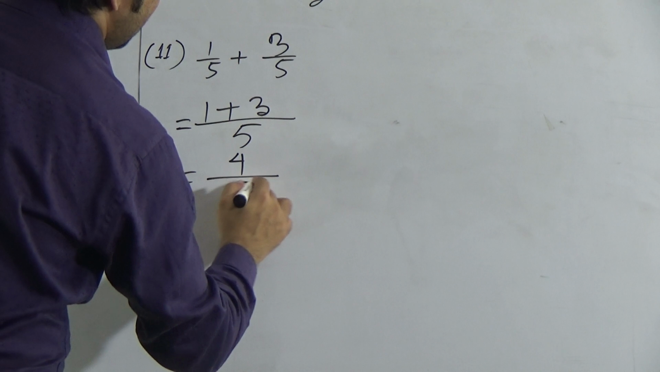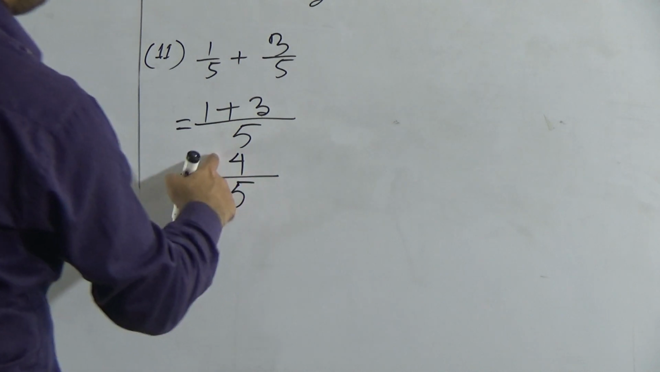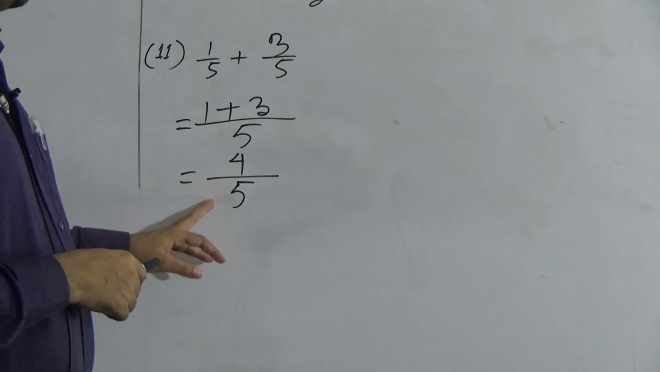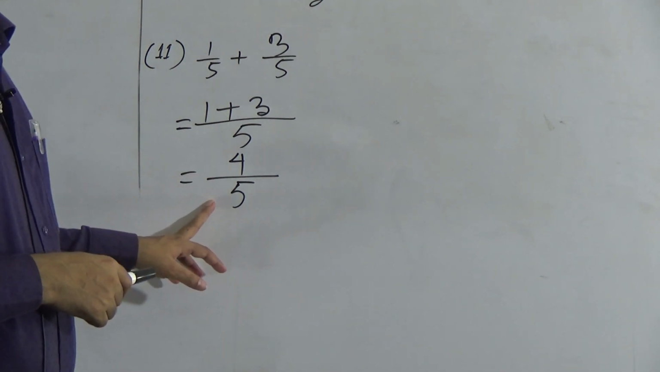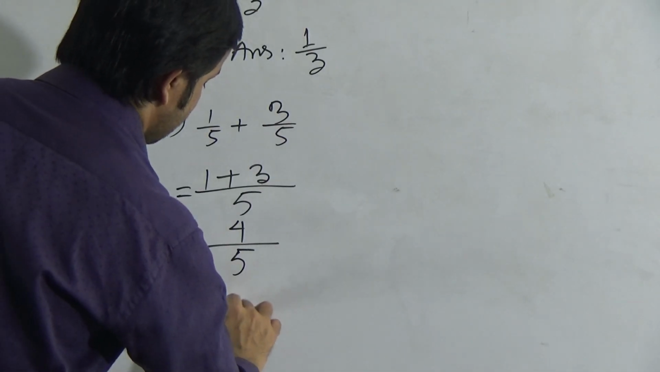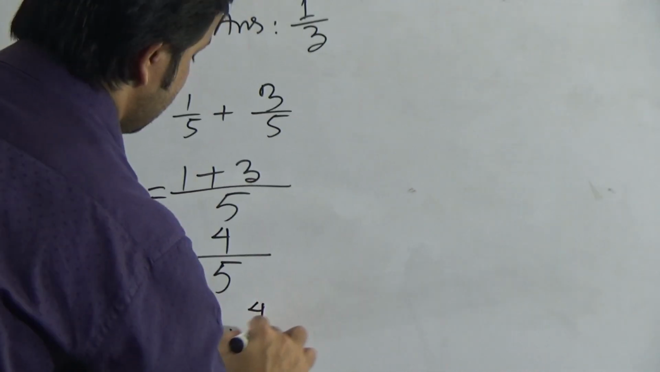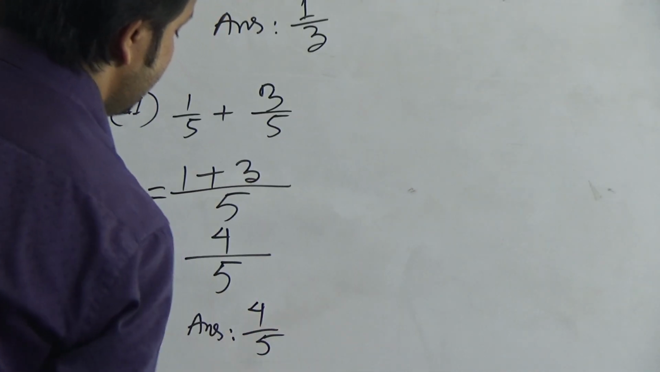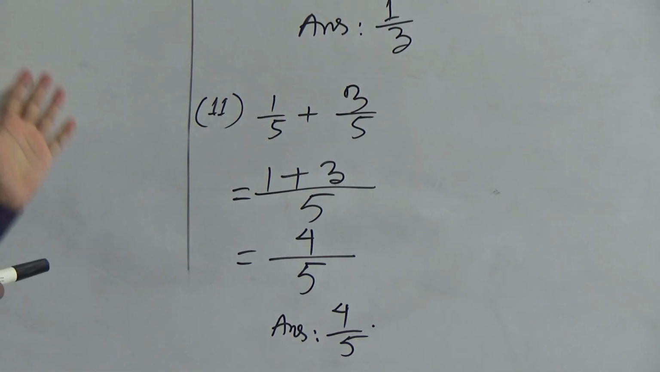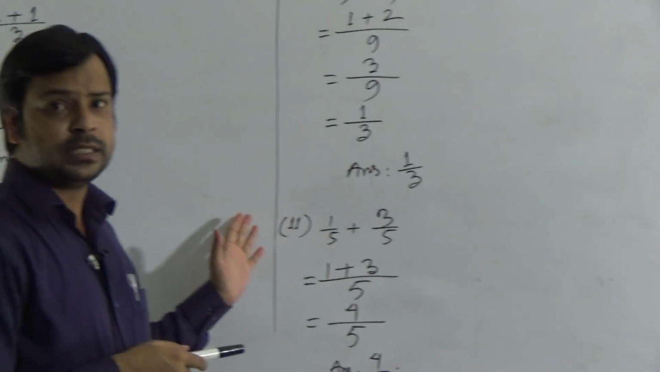Here is 5. So now notice that we can't divide 4 and 5 by any number except 1. So we have to write that this is our required answer for the last question. So the required sum is 4 by 5. Dear students, I hope you have understood our today's lecture.